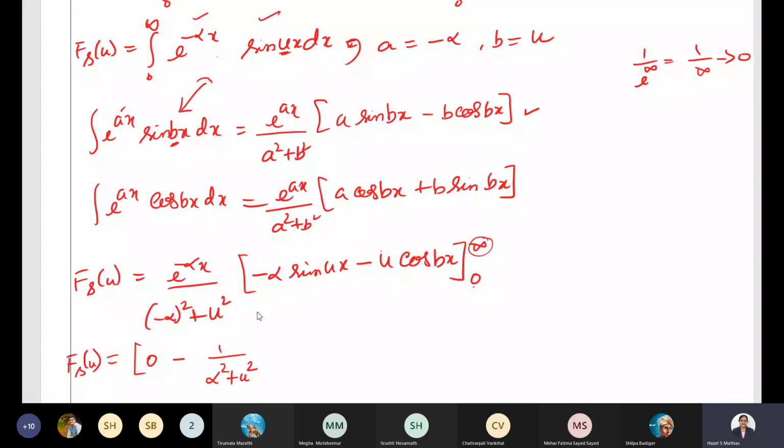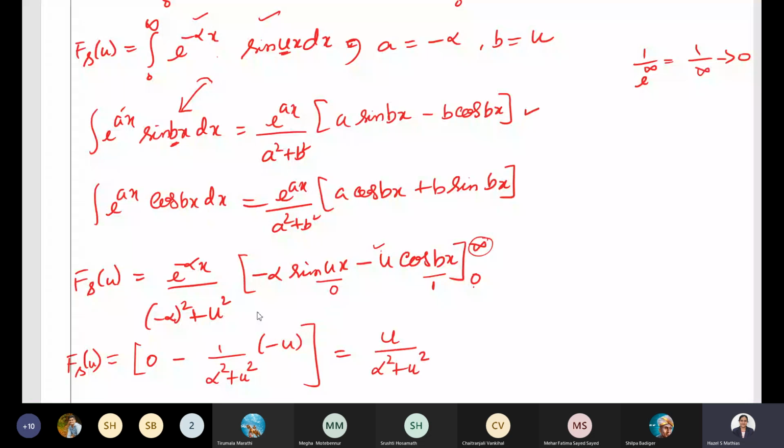When you put x as 0, this will be 0. When you put x as 0, cos 0 will be 1. So u into 1, and you have a negative sign over here, so it will be minus u. Minus of minus will be plus. So we have u by alpha square plus u square as our Fourier sine transform.